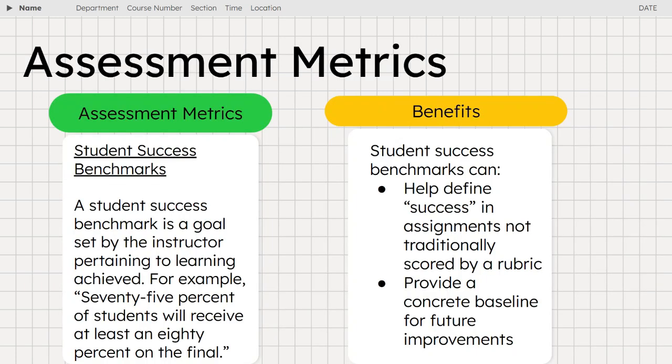So I highly recommend you check it out if you are interested. It is not, however, the only assessment metric that we are going to talk about. The rubrics are a great start. I recommend having them when you can, but there are other options. The next of which is student success benchmarks.